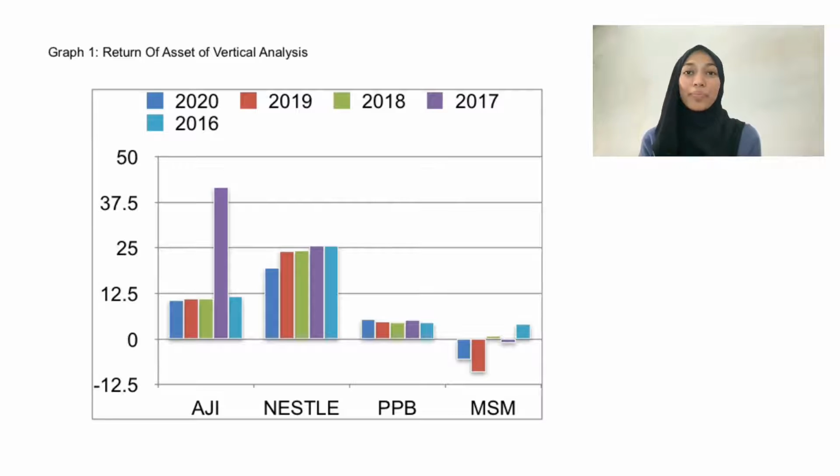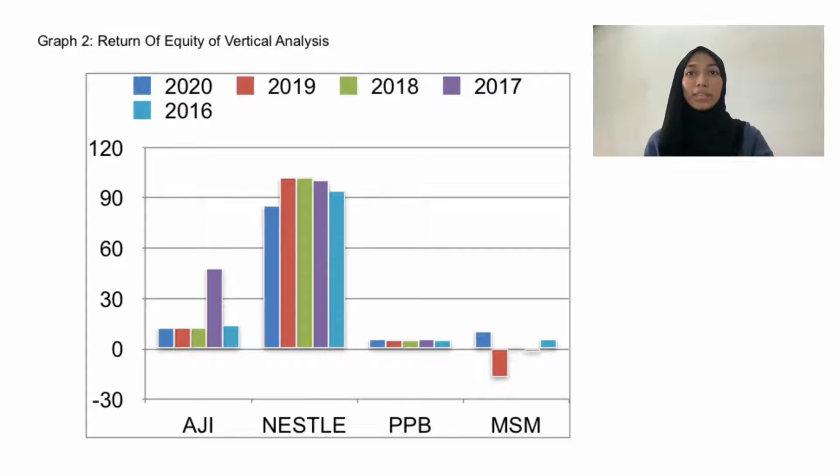While for PPB Holdings, its ROA slightly increased in the year of 2017 and then it remained constant all the way to 2019. And in the year 2020, it indicates that the company is able to generate earnings of 54 cents for every 1 ringgit investment on its assets. As for MSM Malaysia's holding, the return on assets decreased in the year 2017 and in 2020, it indicates that the company is unable to generate earnings for every 1 ringgit investment on its assets.